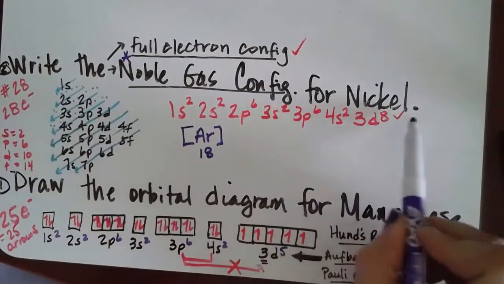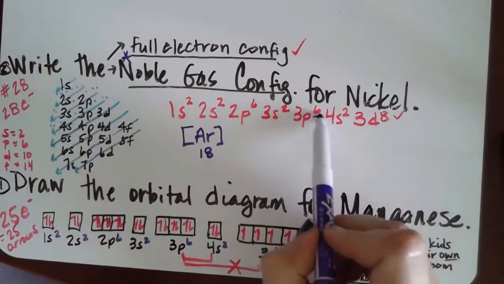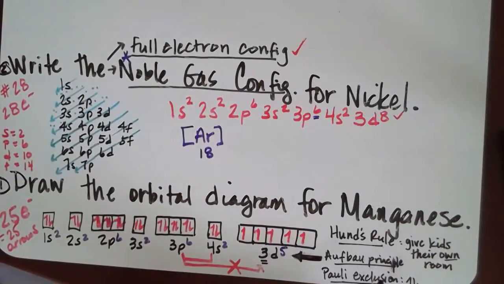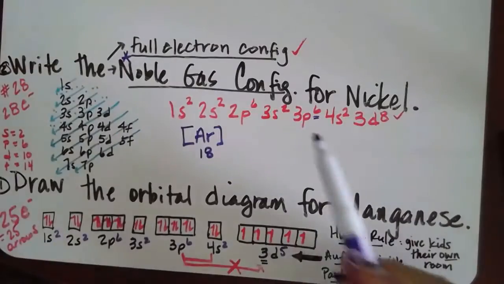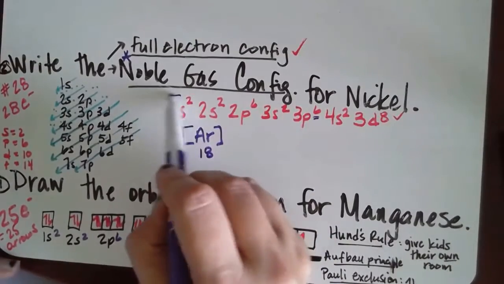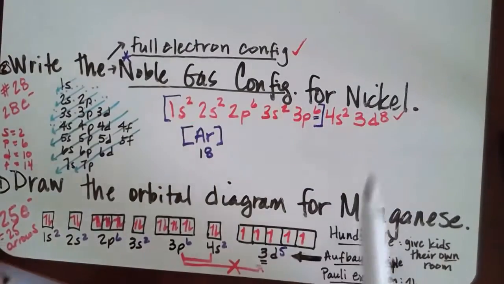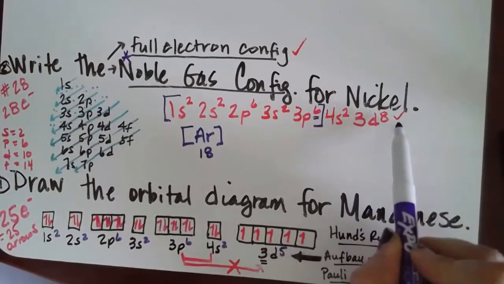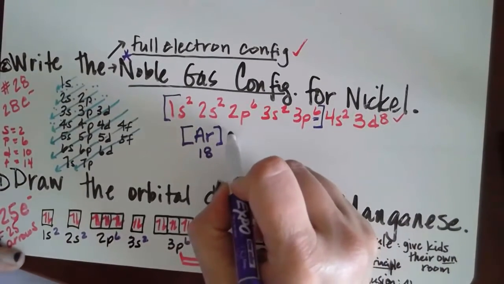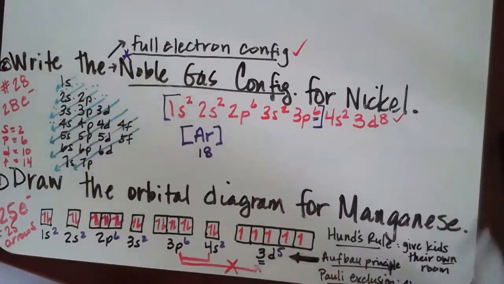If you go through here and you find it, a p6 is always a noble gas. Anything that's a p6 is a noble gas. P6 means it's full. So a p6 is this column right here. That means that up to there, that whole thing right there is argon, so I don't have to write any of that. I can just write the rest of this. So I would write here the 4s2 and 3d8 and I'd be done.